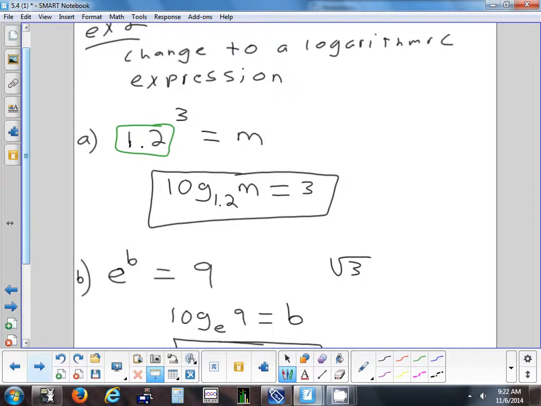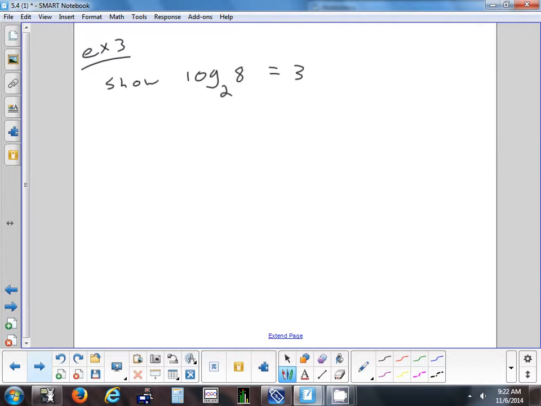Okay. And then, is ln for natural log? ln is always for natural log. There's no shorthand for common log? Well, the shorthand is just leaving the base off. Okay. Yeah, just writing the word log.